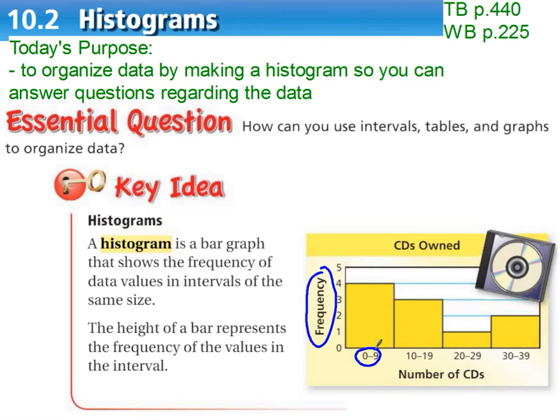The intervals have to be the same size. So the first interval can't be 10 wide, the second one 5 wide, the third one 5, the fourth one 8. They all have to be the same size. And in our histogram here, the size of the intervals are 10.